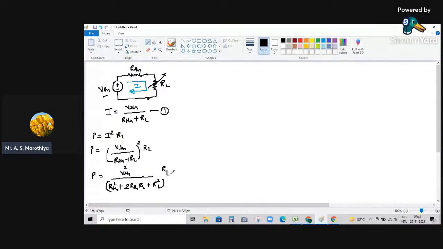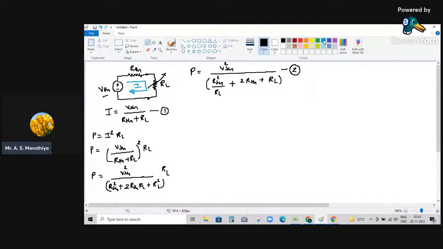Or I can rewrite this equation as power is equal to, if you divide numerator and denominator by RL, VTH square whole divided by RTH square divided by RL, and then plus 2 times RTH, and then plus RL. I hope this is clear to everyone. This is very simple. This will be your equation number 2.